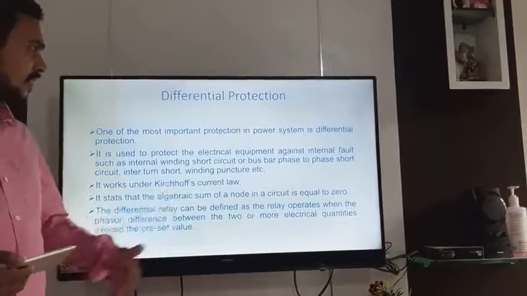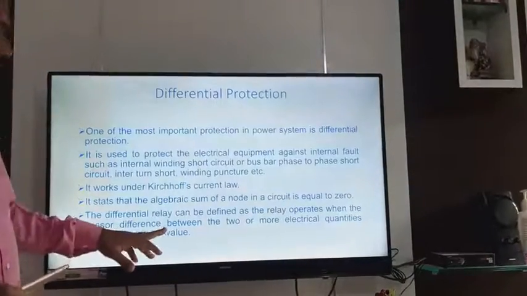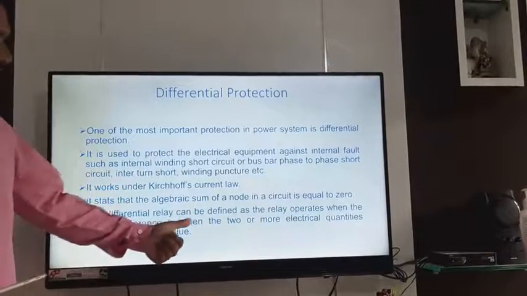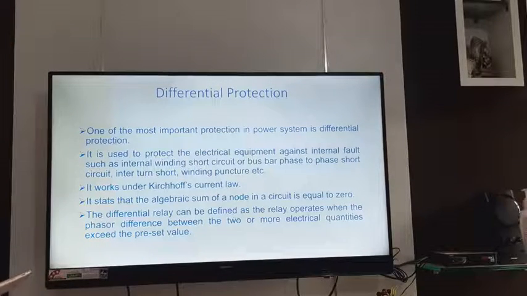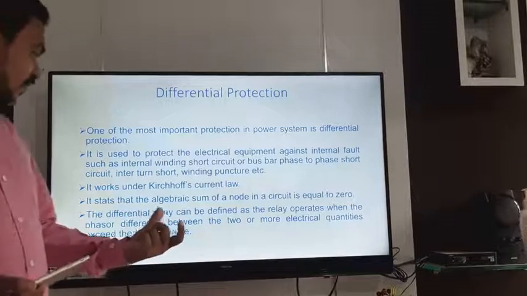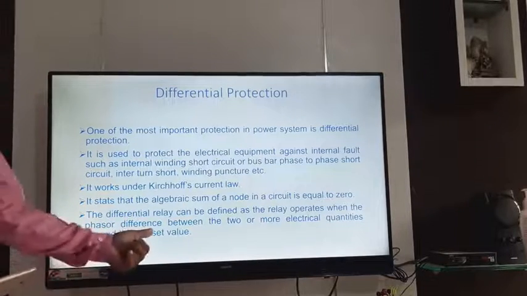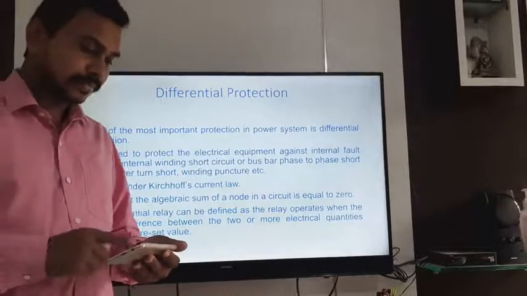The differential relay can be defined as follows. In differential protection we are using the differential relay. A differential relay is a relay that operates when the phasor difference between two or more electrical quantities exceeds a preset value. We have to set one value that is known as the preset value, and when it is exceeded, at that time the differential relay will operate.